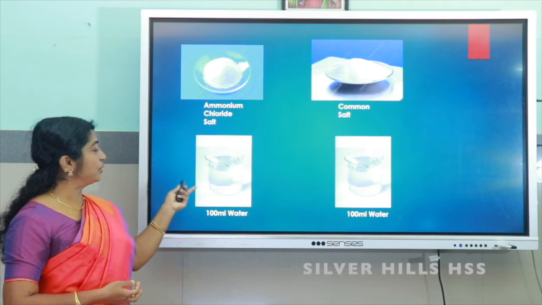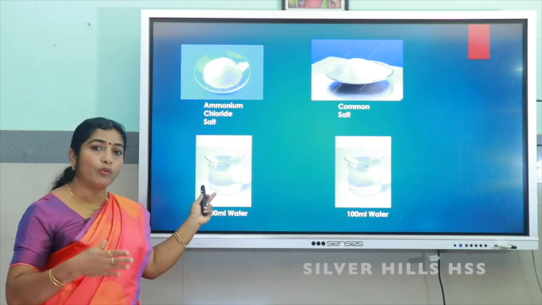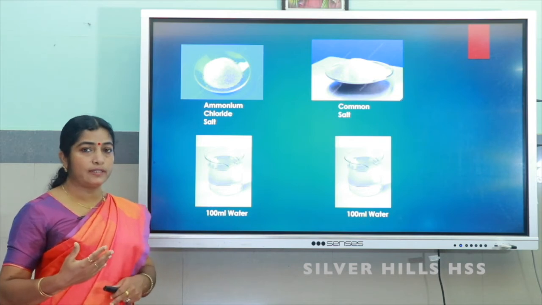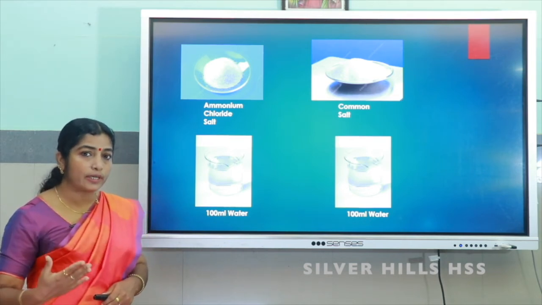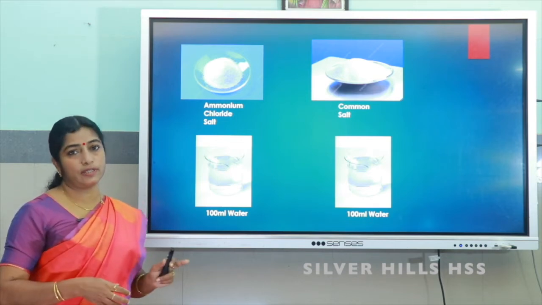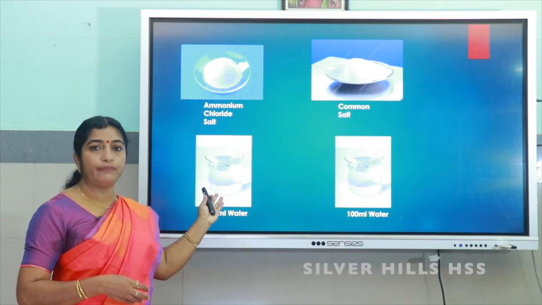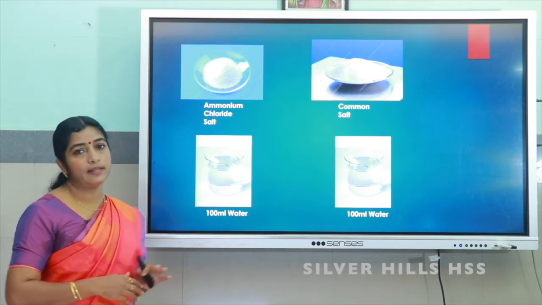Then add ammonium chloride in water in this beaker, isn't it? And add more and more ammonium chloride. Gradually the amount of ammonium chloride increases, and add till no more salt dissolves. So it became a saturated solution. If we add excess salt, it will remain in the beaker.